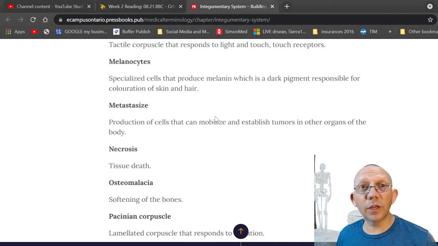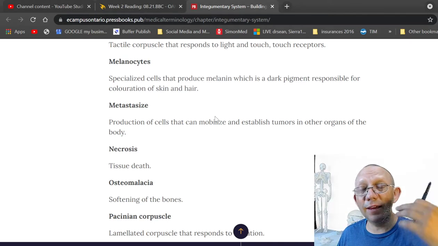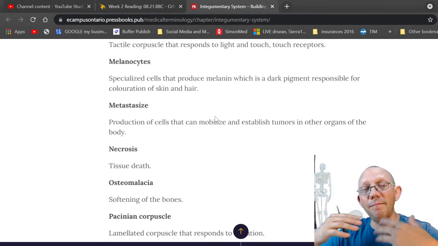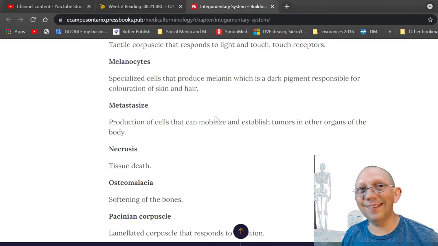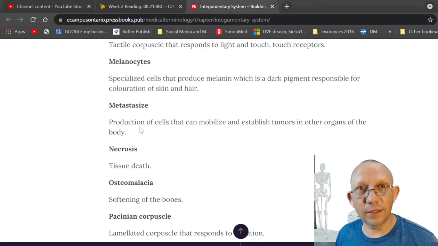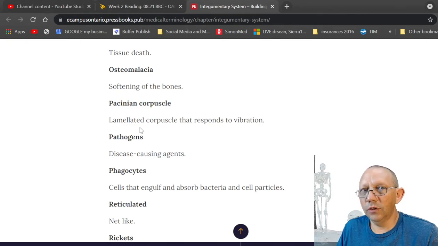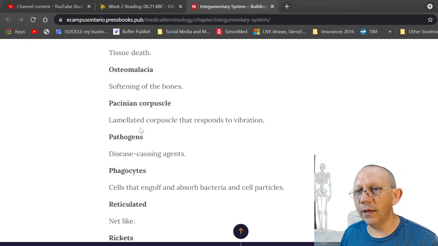melanocytes. Melanocytes we talked about. They make melanin, and they're a cell inside your skin that makes melanin that gives you the color of your skin, the darkness, and it's determined by the amount of light that's shined on the skin. Necrosis is death. Necrotic, dead tissue, right?